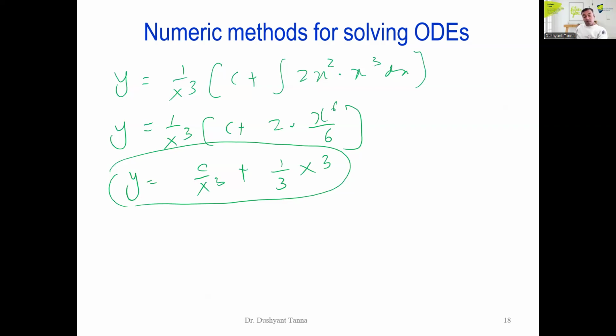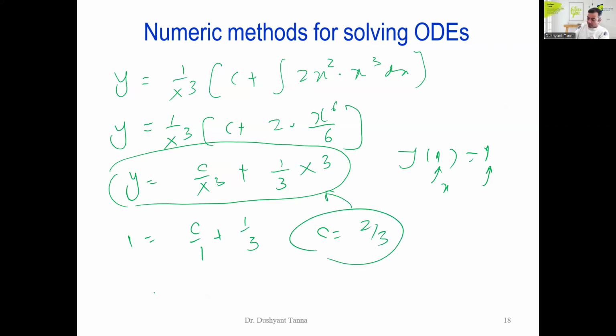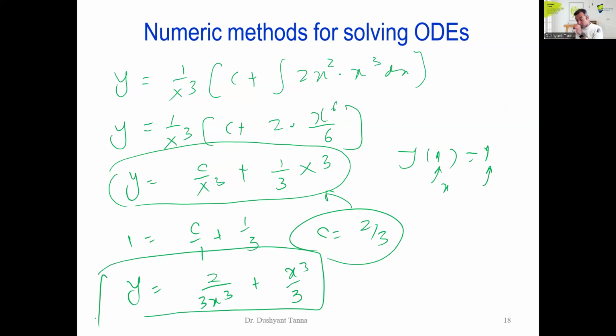It's an initial value problem. The value is given. What was the value? y of 1 was 1. So this is your x, this is your y. You put it back here. So 1 is equal to c over 1 plus 1/3, and then your c will be 2/3, which I put back here. I'll get my y is equal to 2 over 3x cubed plus x cubed over 3. This is my y. You must get it correct. If that's wrong, then when you try to compare the error, it will be wrong as well.